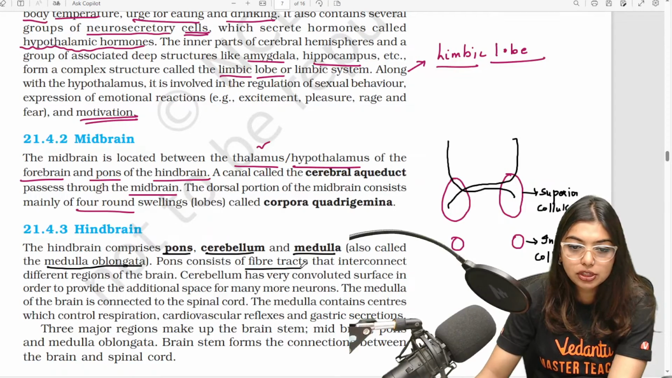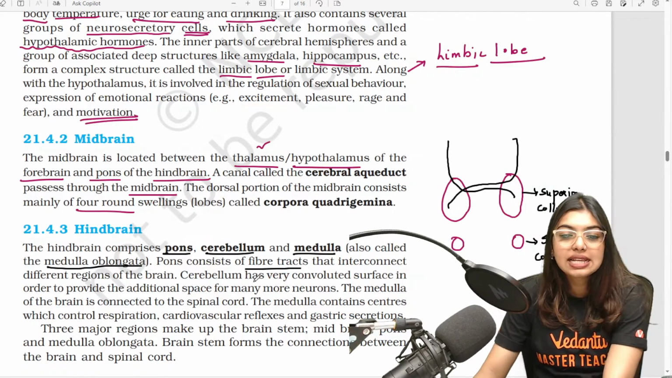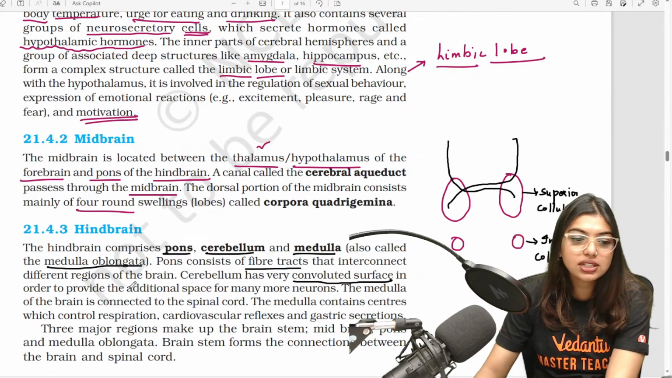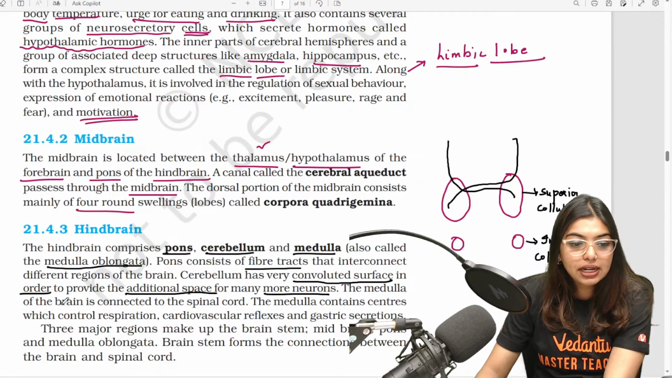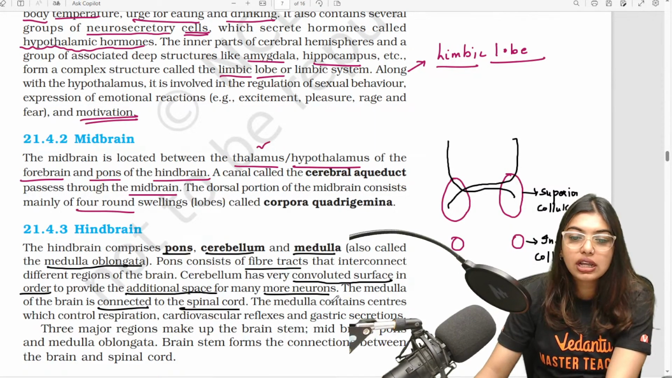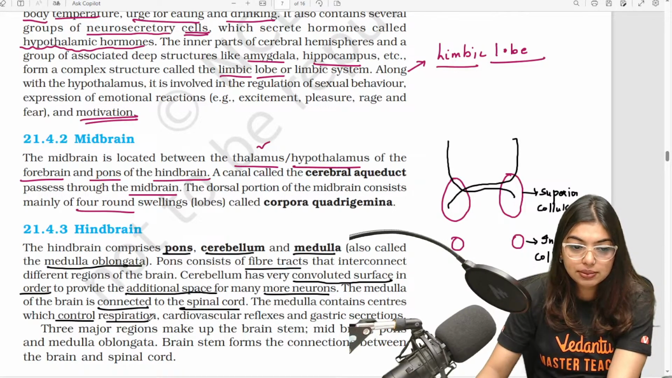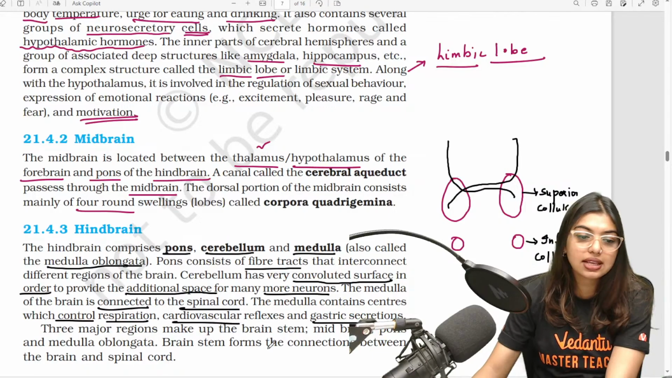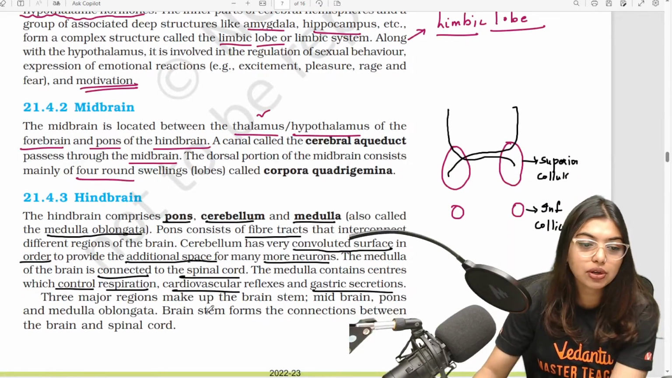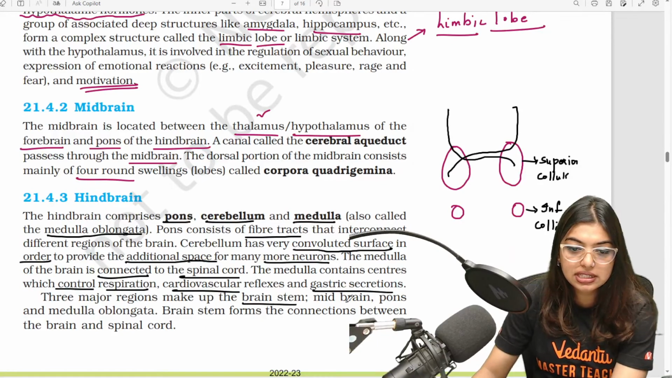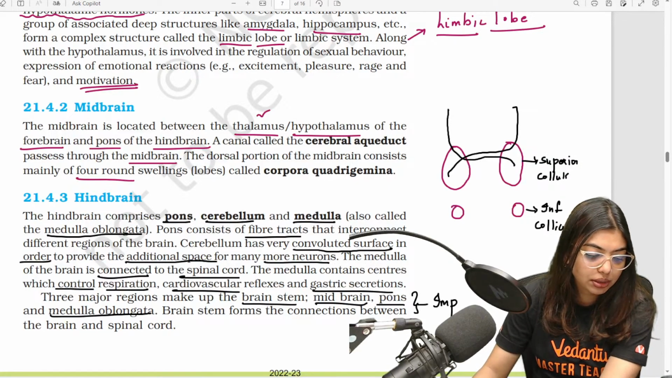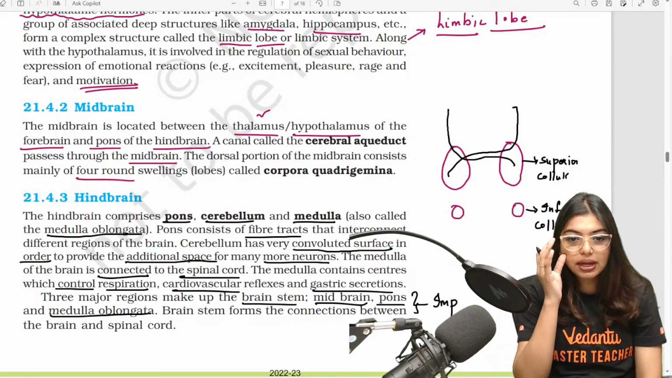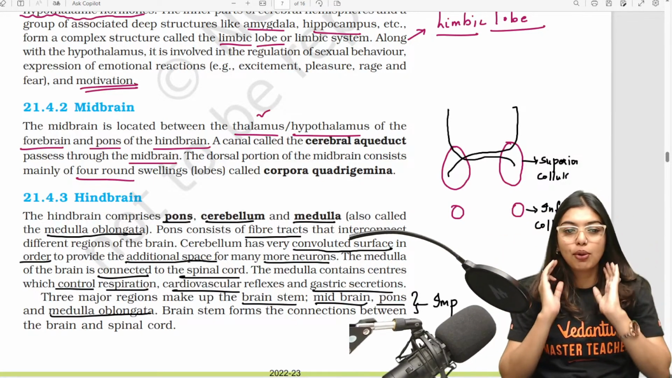Now, the hindbrain comprises the pons, cerebellum, and medulla, also called the medulla oblongata. Pons consists of fiber tracts that interconnect different regions of the brain. Cerebellum has a very convoluted surface in order to provide additional space for many more neurons. The medulla of the brain is connected to the spinal cord. The medulla contains centers which control respiration, cardiovascular reflexes, as well as gastric secretions. Students, this is very important. Three major regions make up the brain stem: the midbrain, pons, and medulla oblongata. The brain stem is constituted by the midbrain, pons, and medulla oblongata.